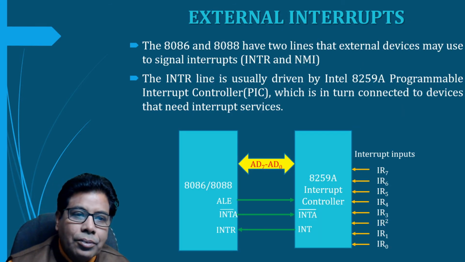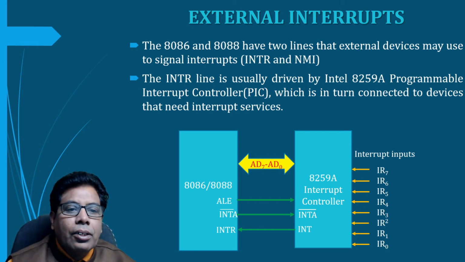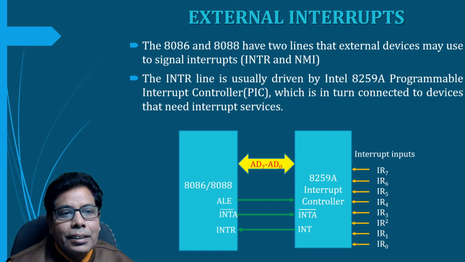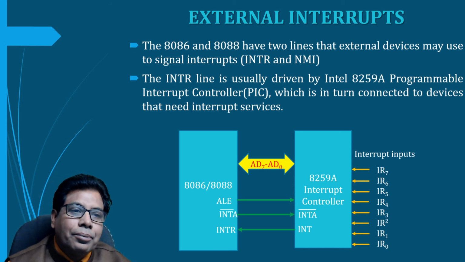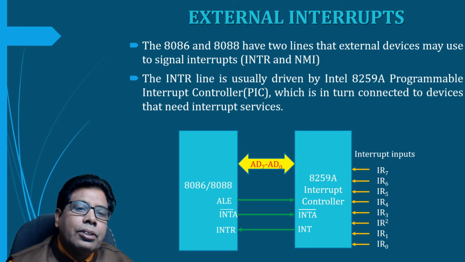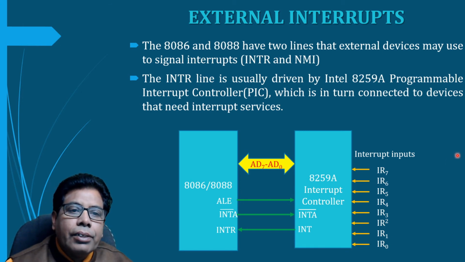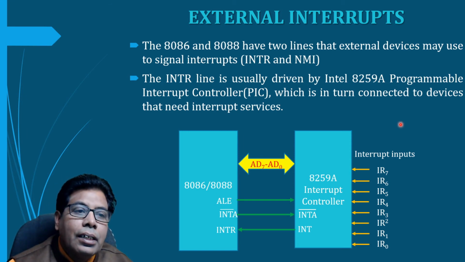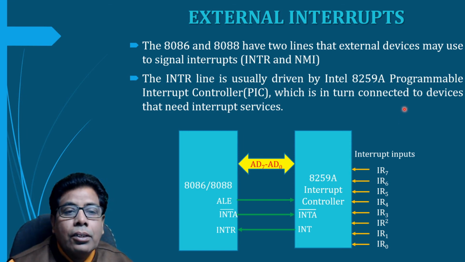Then let us go further. External interrupts. Now we have already discussed that there are two external interrupts, INTR and NMI, the non-maskable interrupt. Now let us first discuss the INTR in detail. As we have already said, it is usually driven by the 8259 programmable interrupt controller. There is a separate video on 8259 on my channel. You can watch it if you want to understand the programmable interrupt controller.